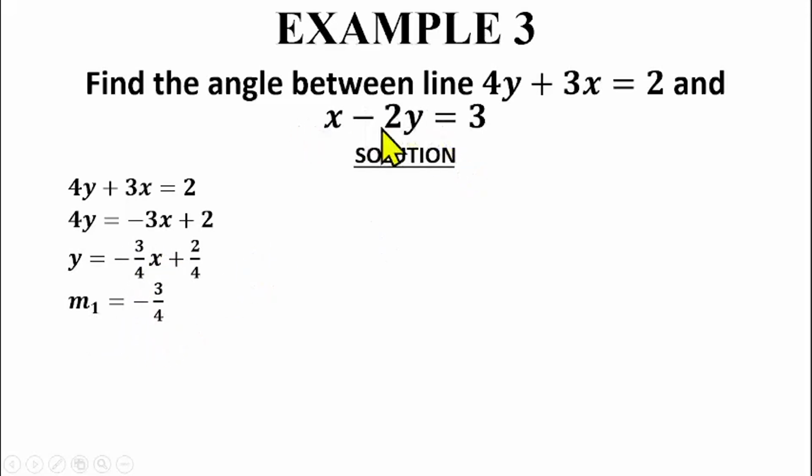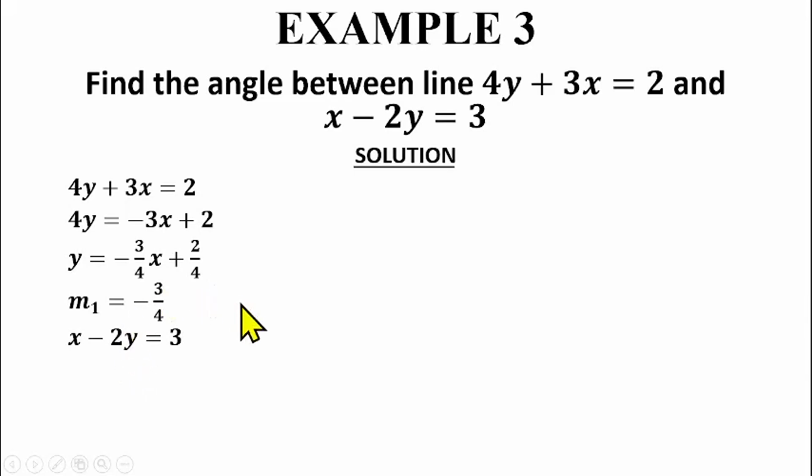And also for this second line, we have x minus 2y equals 3. So we also need to deduce the gradient from this equation of a straight line. So we need to make it look like the general equation of a straight line by making y the subject of the formula.